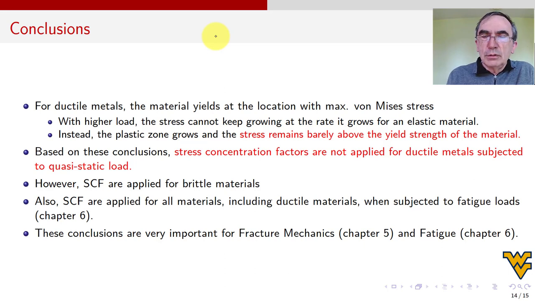All right, so conclusions for this video. Very important conclusions that we have to remember for next chapters or next topics, fracture mechanics and fatigue. For ductile metals, the material yields at the location of maximum von Mises stress. With higher load, the stress cannot keep growing at the rate it grows for elastic material. You've seen that. It can't. And if you're not convinced, review the videos. Instead, the plastic zone grows a little bit, and the stress remains barely above the yield strength of the material.